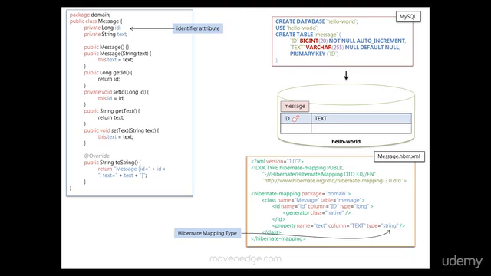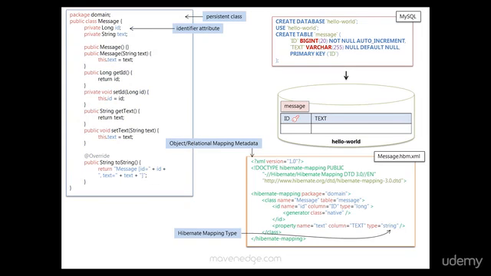So we've done the mapping between the message class and the message table using this Hibernate mapping file. And the information in this mapping file is called object relational mapping metadata. And as this message class is mapped to this message table and its objects are now able to be persisted to that table, we call this message class a persistent class.